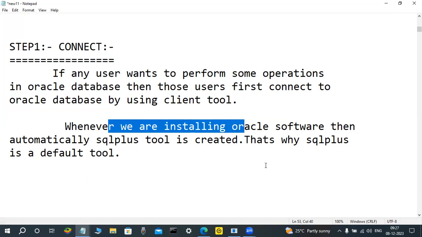Whenever we are installing Oracle software, then the SQL Plus tool is created automatically. That's why SQL Plus is a default tool.